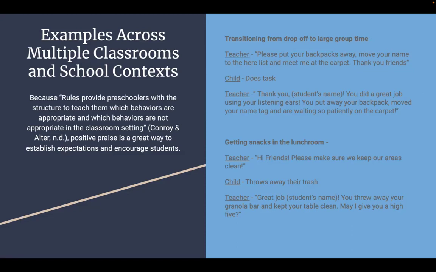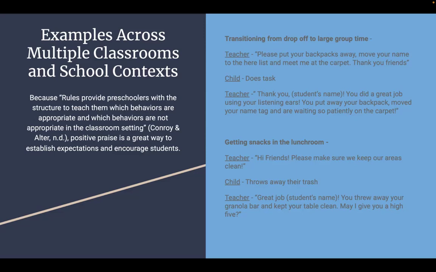So, the teacher would say something like, please put your backpacks away, move your name to the here list, and meet me at the carpet. Thank you, friends. So the child would successfully do the task, and the teacher can say thank you and the student's name. Make sure you're identifying them. You did a great job using your listening ears. You put away your backpack, moved your name tag, and were waiting so patiently on the carpet. This is a great way to implement that positive praise.